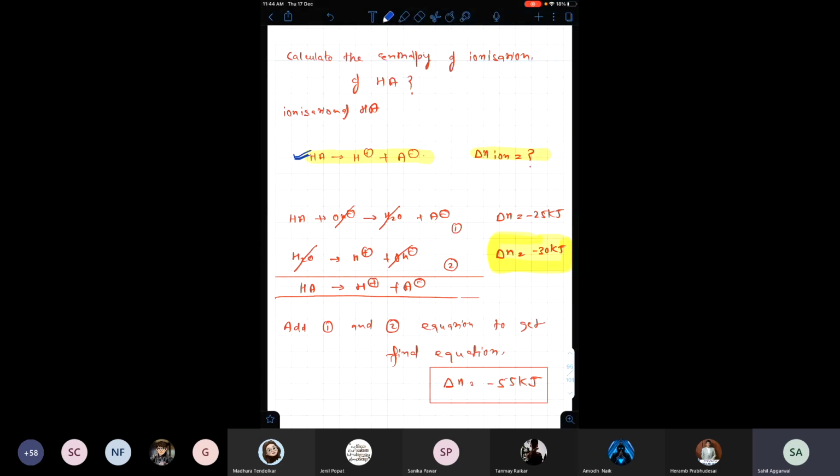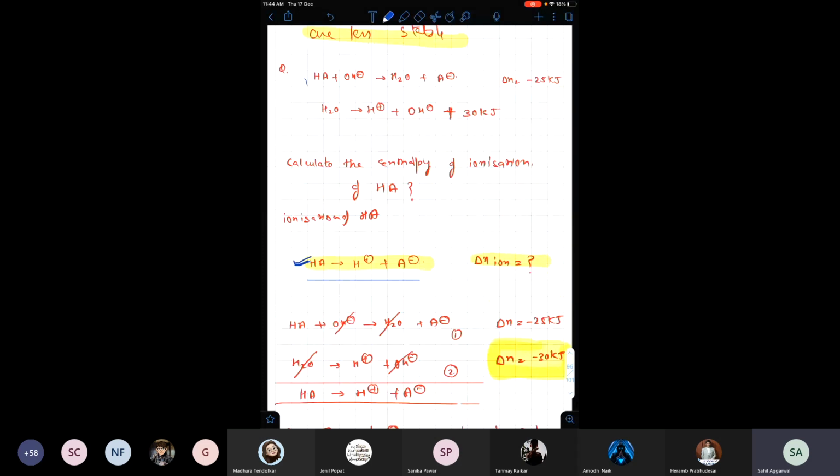As we can clearly see, if we add these two equations, water and water will get cancelled out, and OH minus and OH minus will get cancelled out. So we just had to add the first and second equation. But the extra thing is, here delta H is not given. Heat is given. As you can say, it is exothermic reaction. So when you convert it into delta H, it will become minus 30. That is the only additional thing we had.